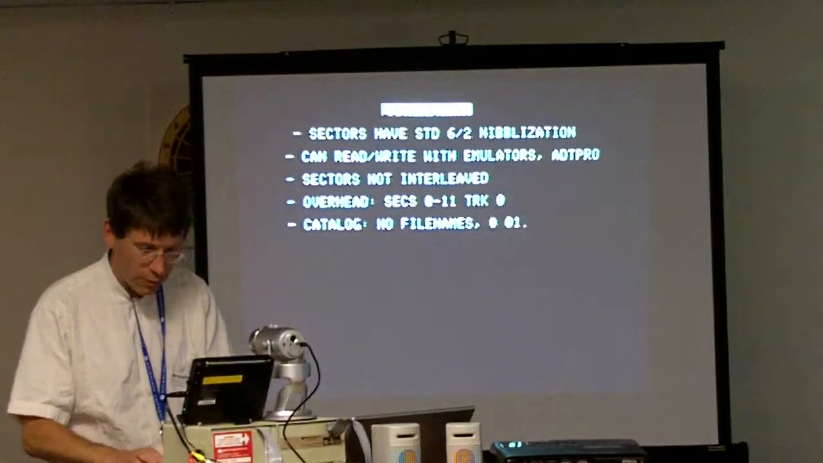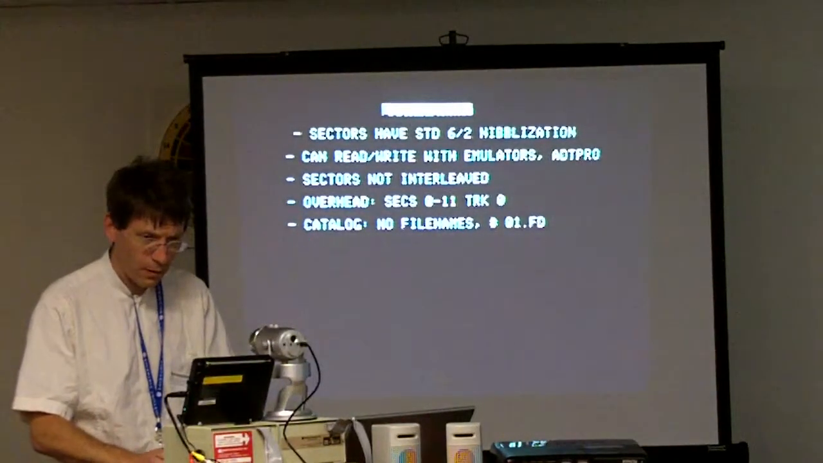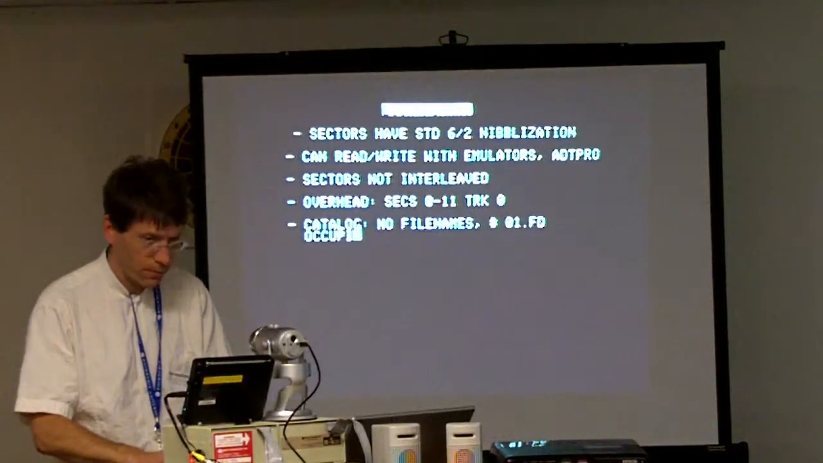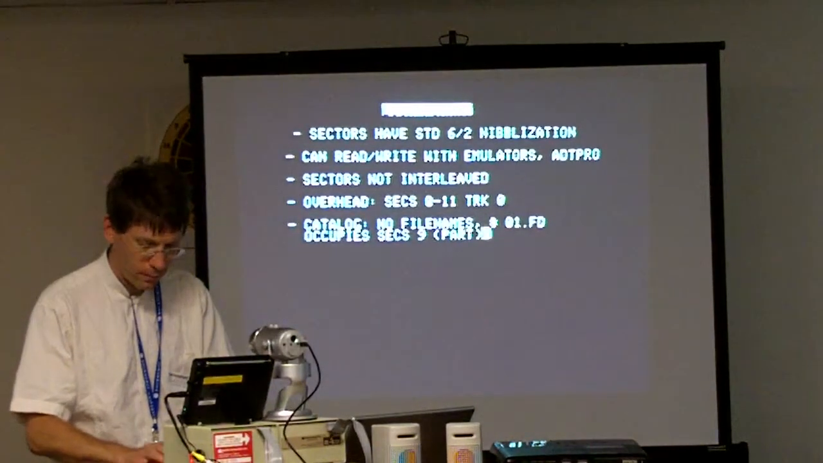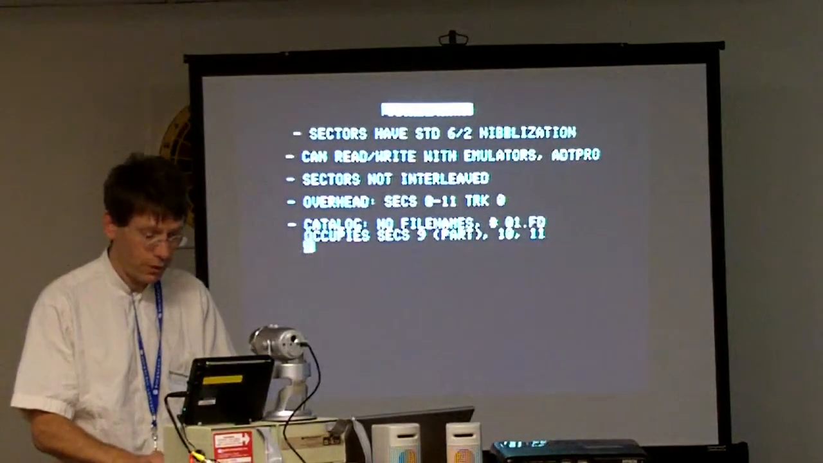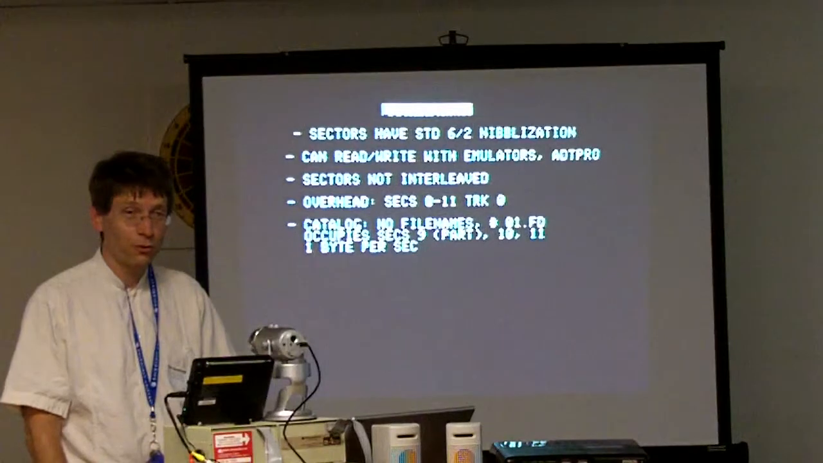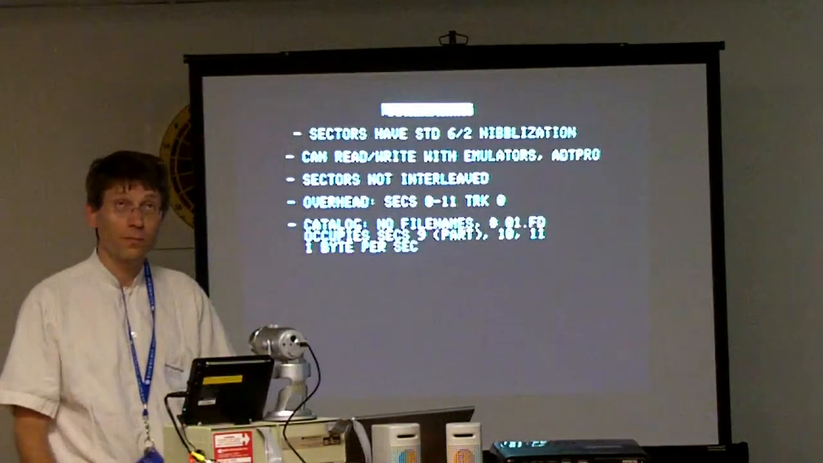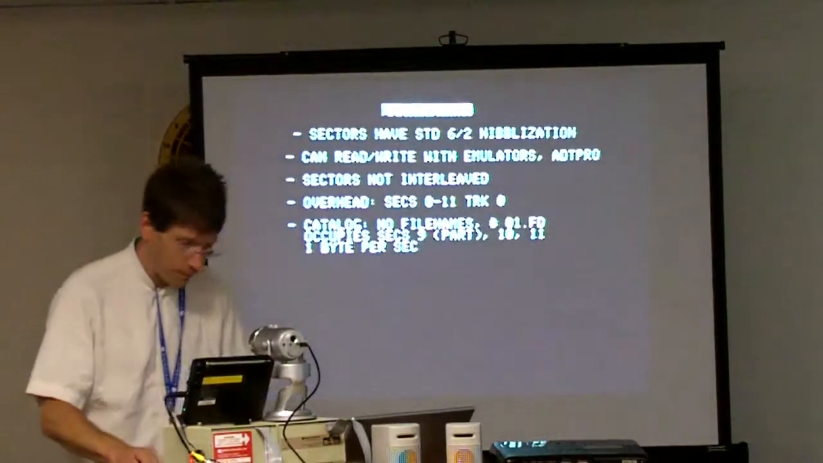The numbers are 0, 1, 2, and so on. The catalog is part of sector 9 and on sectors 10 and 11. Basically, it's one byte per sector. That byte tells you which file that sector is part of. Exceedingly simple.